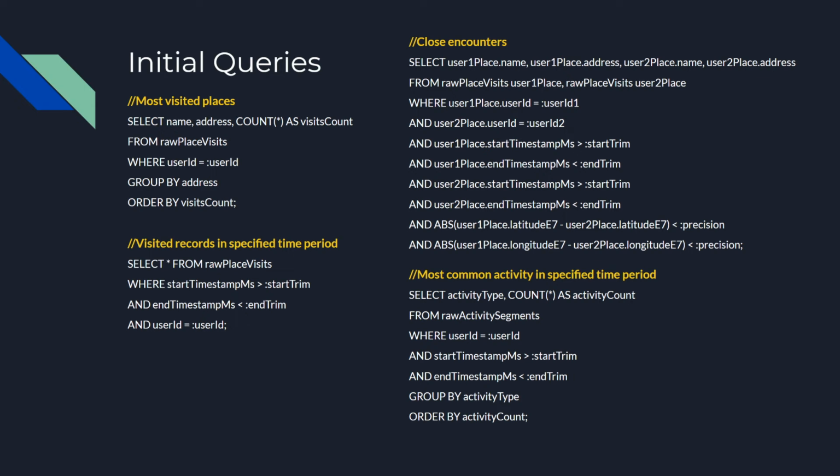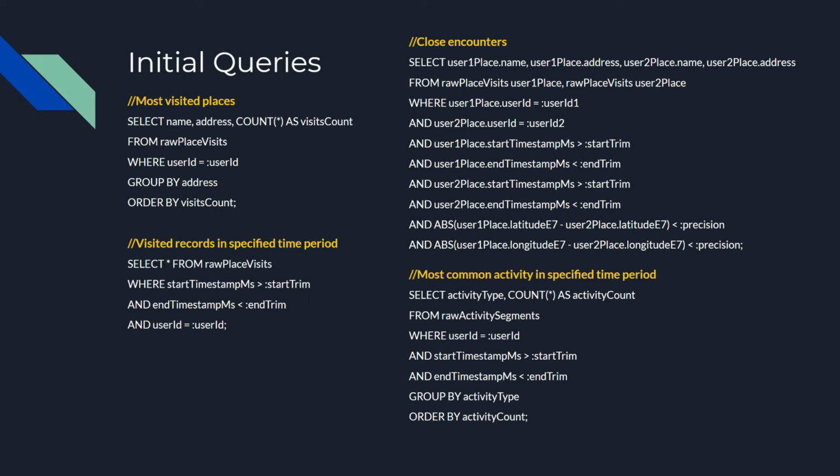The visited records in a specified time period is as simple as allowing filtering for time periods, so you're not looking at all of your data. You can filter it down to, I just want to look at this particular day and see what was recorded on that day. That query allows that. I'm going to save the close encounters one for last because it's a bit complicated and it's subject to change yet still.